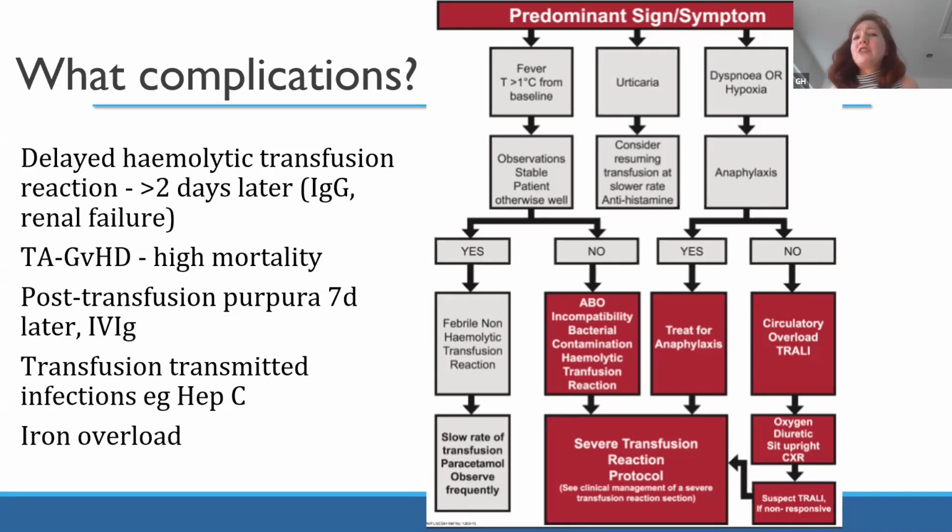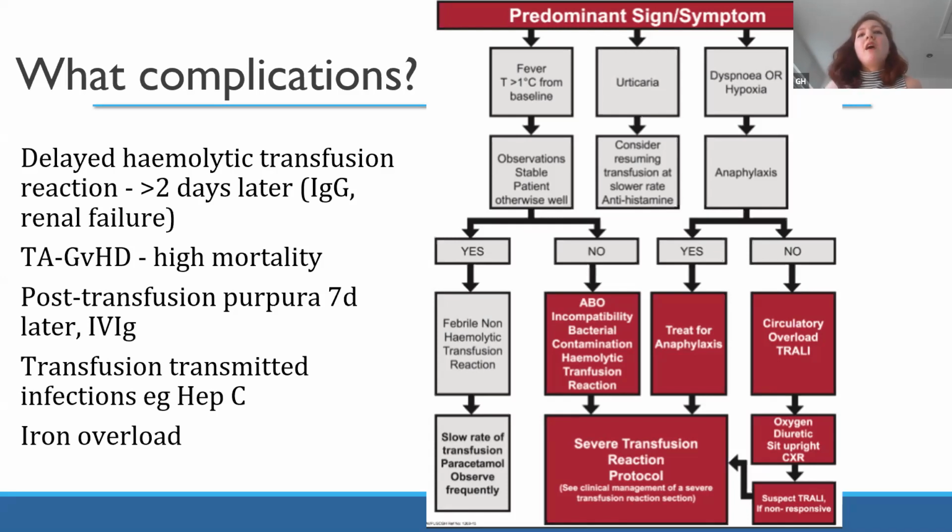Then you've got your post-transfusion purpura rash, which can be sort of 7 days later. It's again another immune response, so you want to give them IVIG, IV immunoglobulins, to treat it. The other one is TA-GVHD, transfusion-associated GVHD, and this is the reason why you give irradiated blood products to allo or auto stem cell patients.